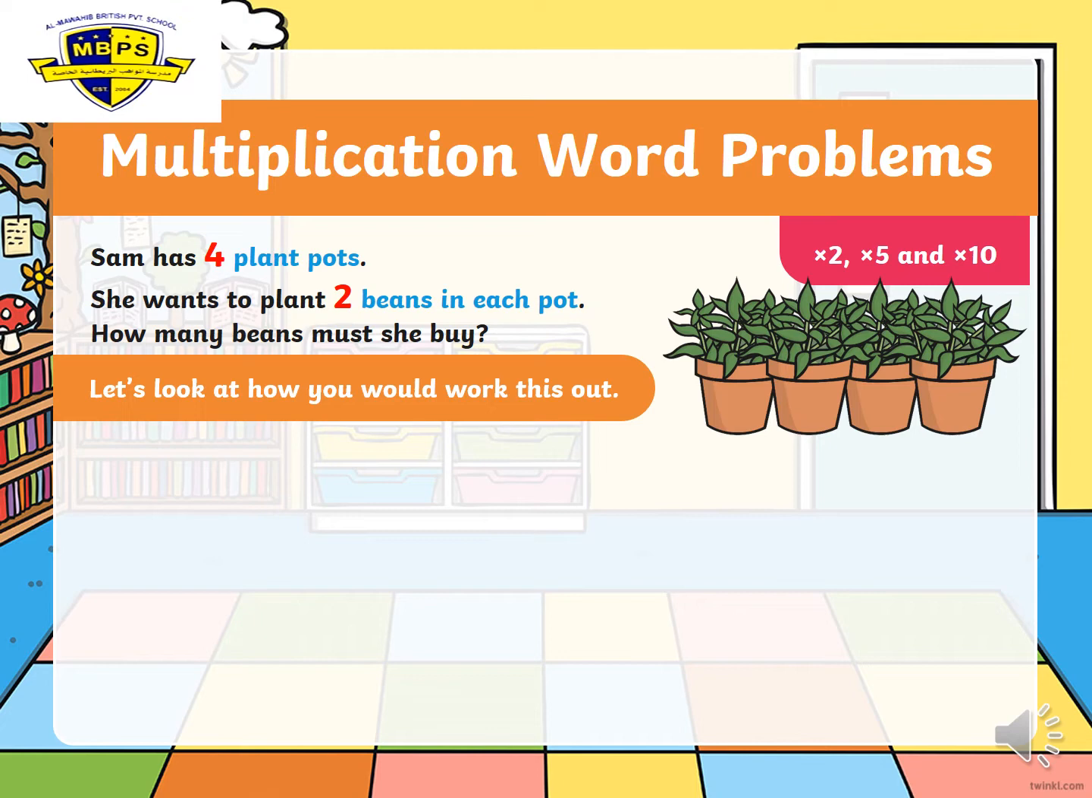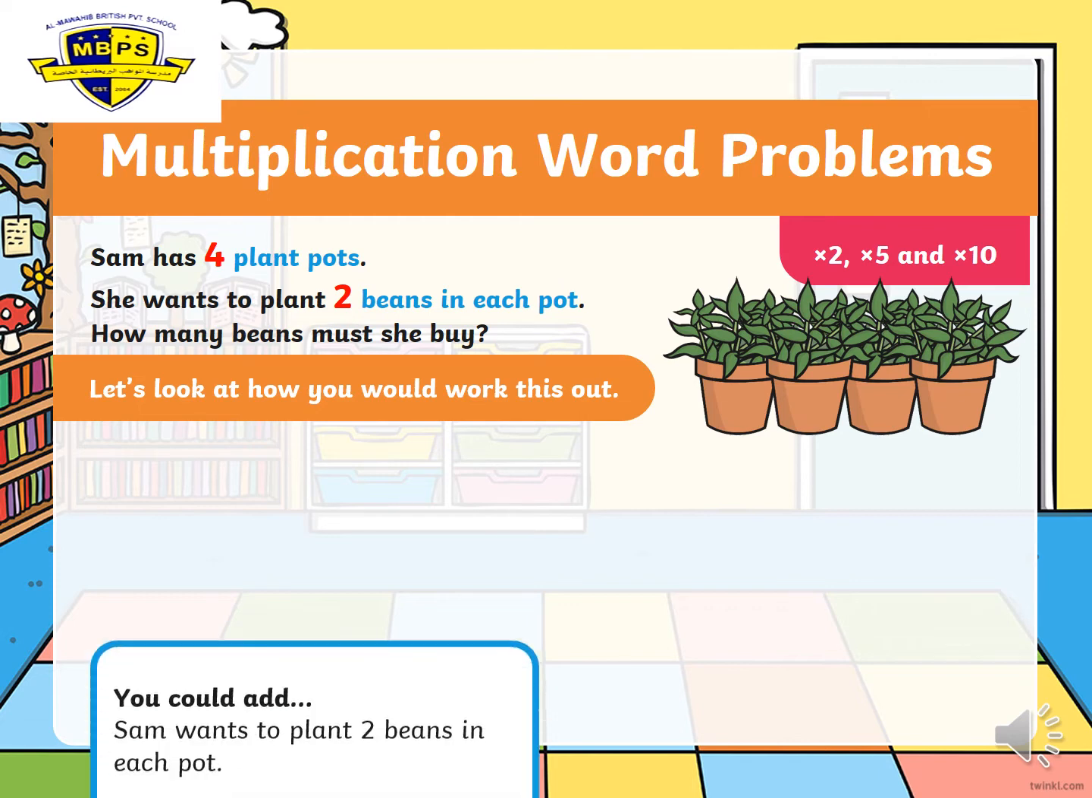So I have the number of the pots, which is 4. And I have the number in each pot. That's why I can write a multiplication sentence out of this story, because I need to find the total, how many beans she's going to buy. Let's look at how you would work this out. Hold your paper now and your pencil. Start to write with me.